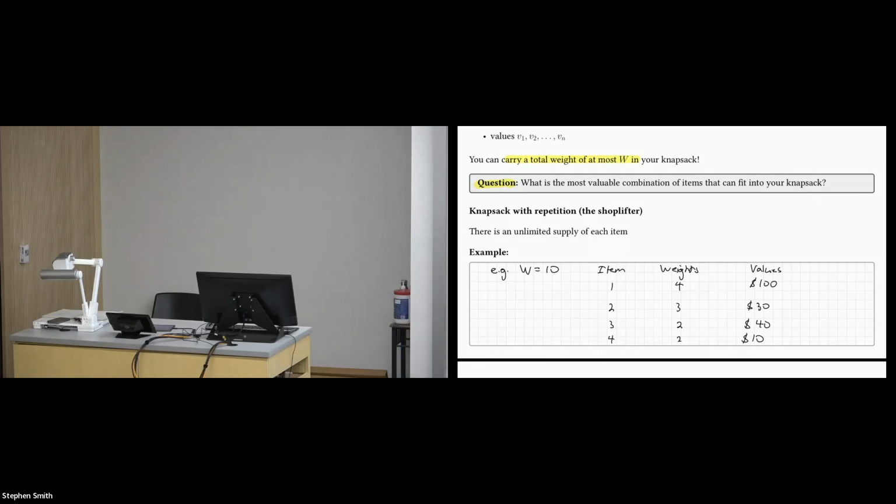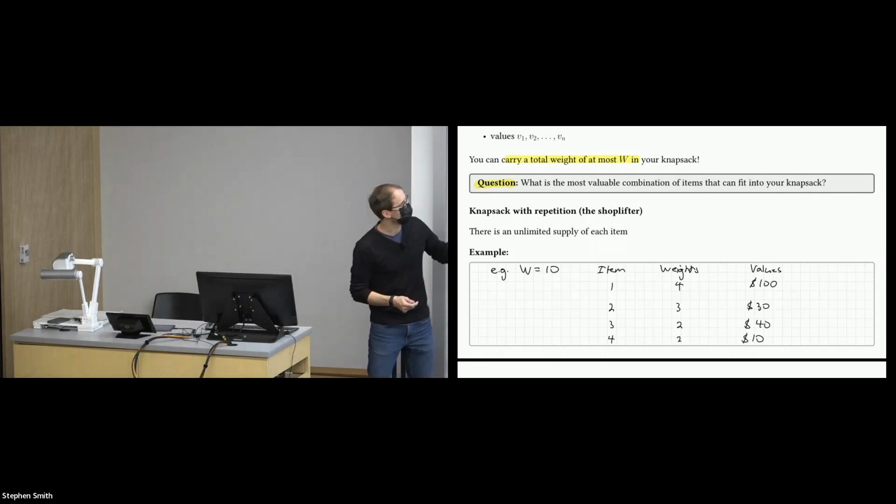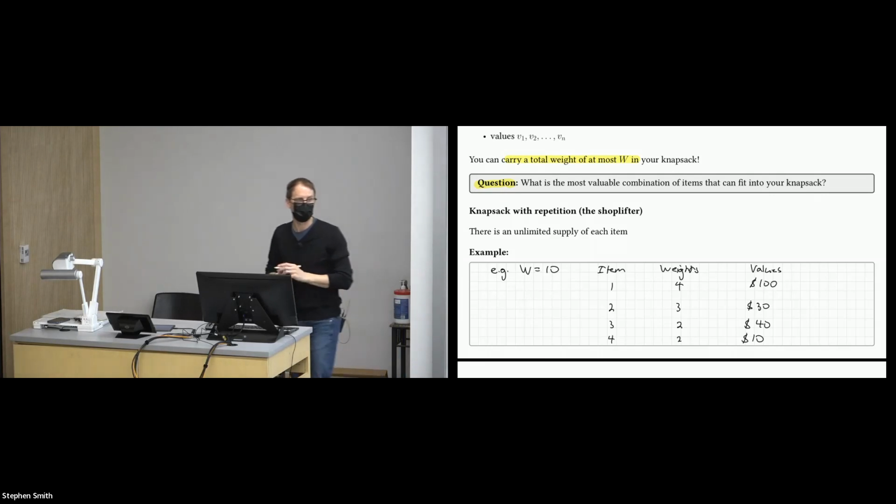So the best solution I can think of is that I take 2 of these. That gets me $200 and takes up 8 pounds. So I have 2 remaining. And then I take that one, which is much better than this one, for my remaining 2 pounds. And so I get $40 more. So I get $240 by taking 2 of item 1 and 1 of item 3.